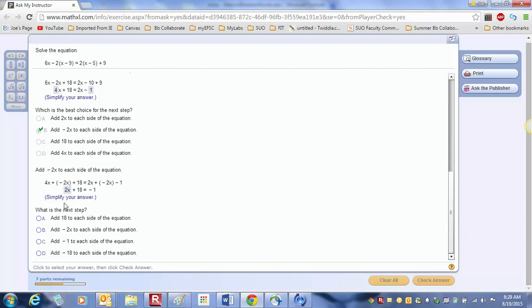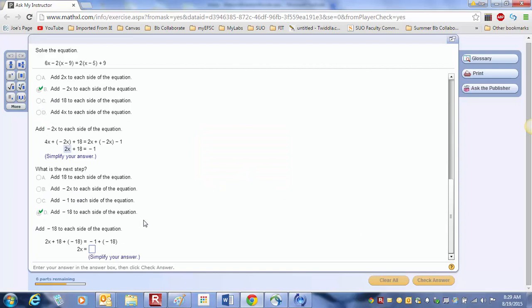Add negative 2x. No, it's not going to help, because now we're moving 2x to the right side. We worked hard to move the x to the left side. Add negative 1 to each side. Negative 1 is not going to help, because this becomes negative 2, this becomes 17. So nothing will happen. But if you add negative 18 to each side, that's the best deal, because now the 18 minus 18 will cancel, and then 2x will be by itself. Check.